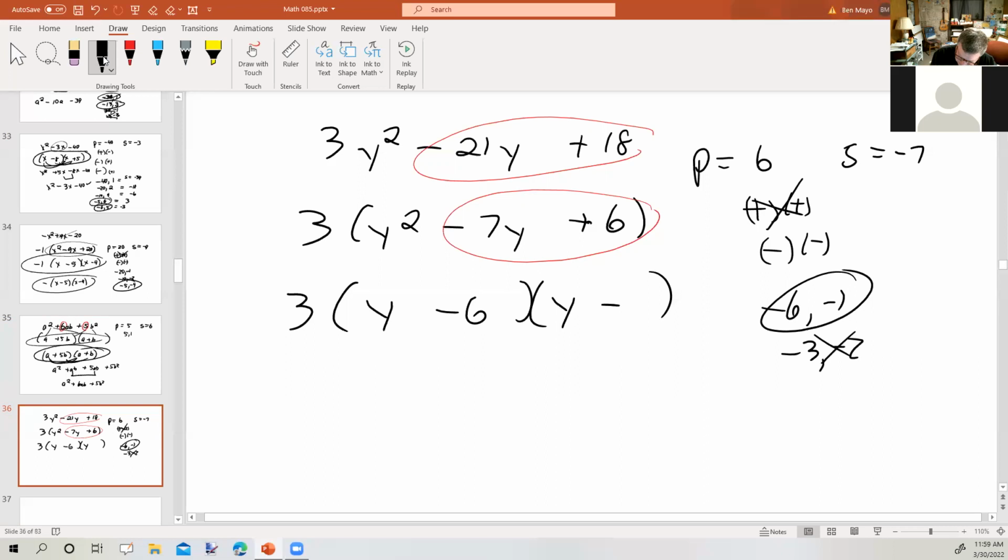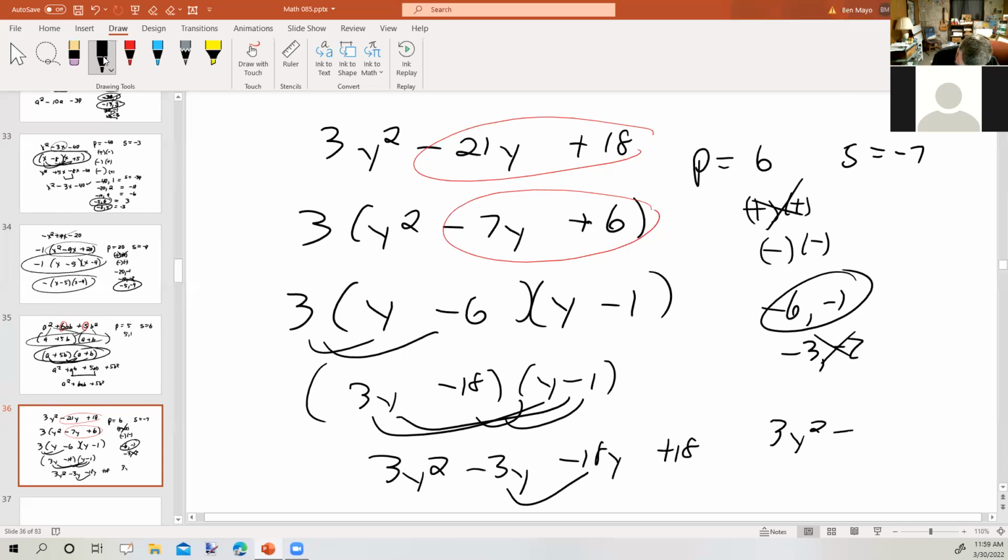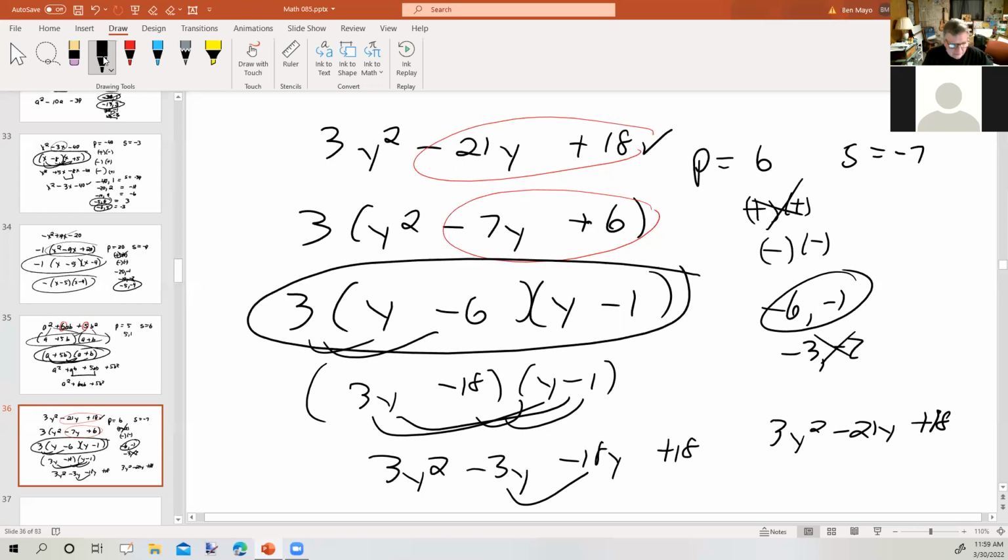So -6 and -1. Well, let's check our work here. Let's see. 3 times y minus 6 times y minus 1. 3y squared minus 3y minus 18y plus 18. 3y squared minus 21y plus 18, and it checks. So there is the final answer. Don't stop here. You got to factor it as far as you can.